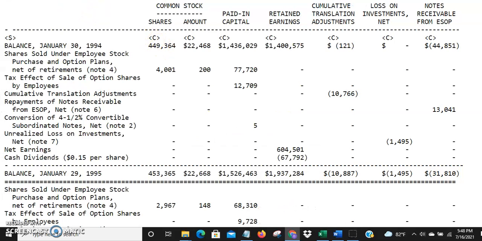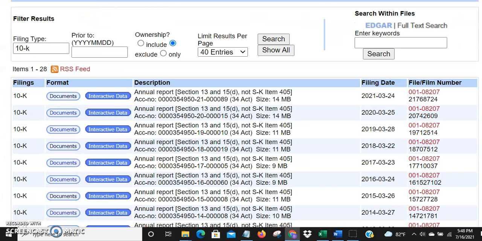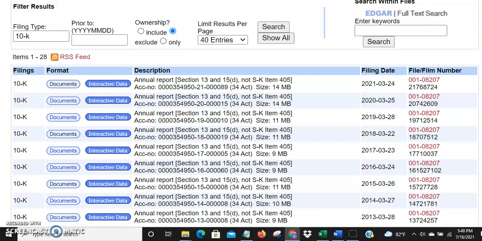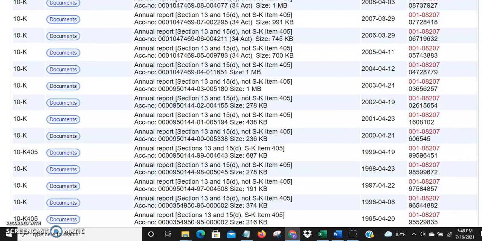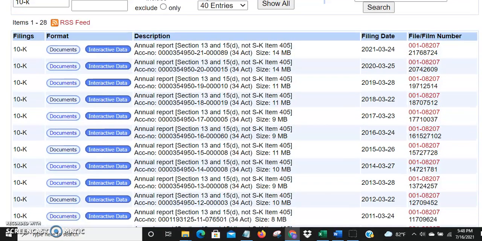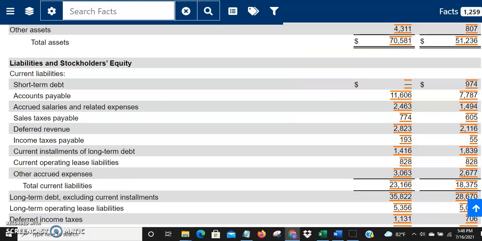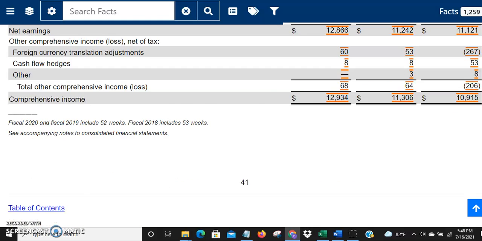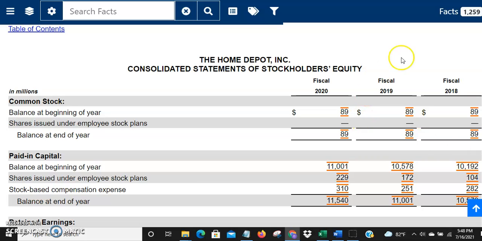Again, we went to sec.gov and looked up Home Depot's 10-K reports. If you see, Home Depot's 10-K reports are available since 1994. So I pulled all those reports and started looking at every year's stockholders' equity statement, which is shown here at the bottom, the change in stockholders' equity.